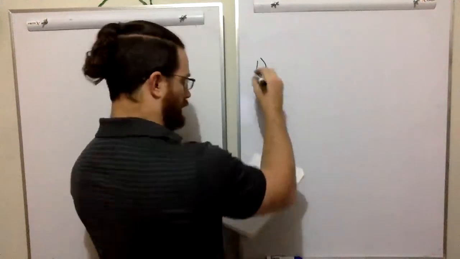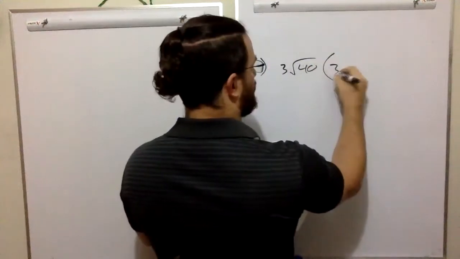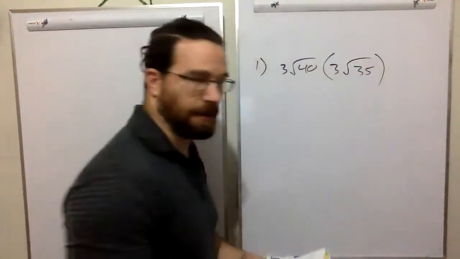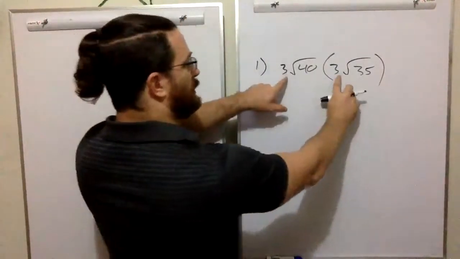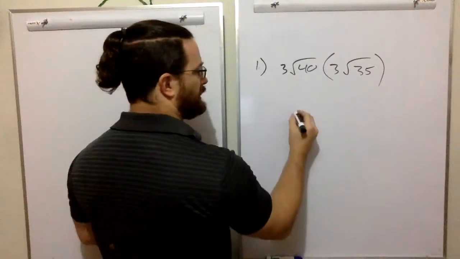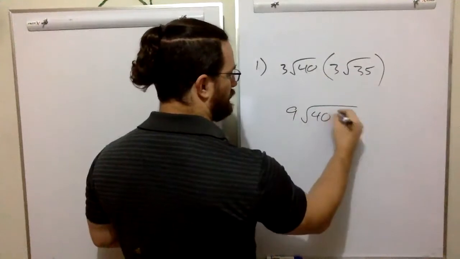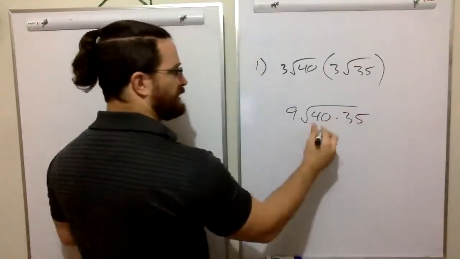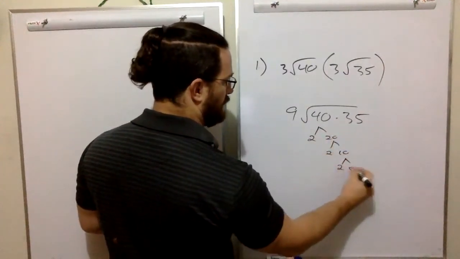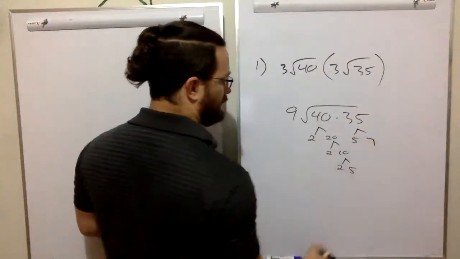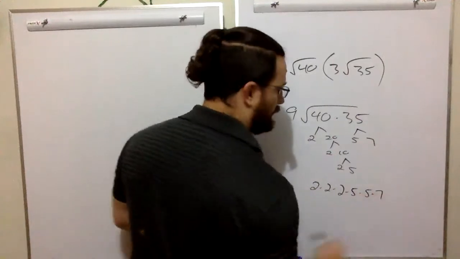So number one, we'll do 3 radical 40 times 3 radical 35. Remember, first we multiply the outsides. 3 times 3 is just going to give me 9. And on the inside, I still have 40 and 35. This guy gives me 2 times 20, 2 times 10, and 2 times 5. And over here, I get 5 times 7. So that's 2 times 2 times 2 times 5 times 5 times 7.